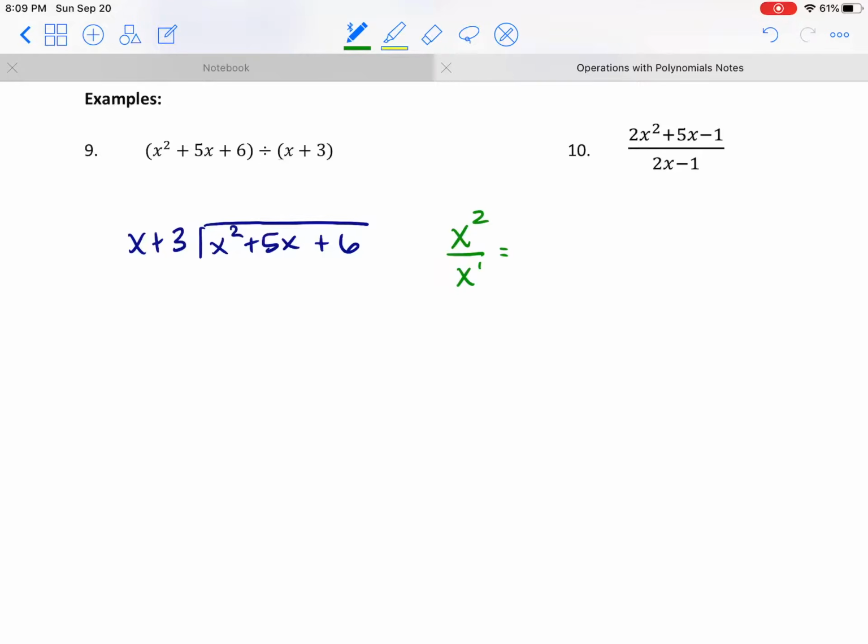And that's just a quotient rule problem. So 2 minus 1 is going to leave me x to the first. So the first term divided by the first term gives me the first part of my answer. That's going to go on top of the box. So x to the first goes on top of the box.